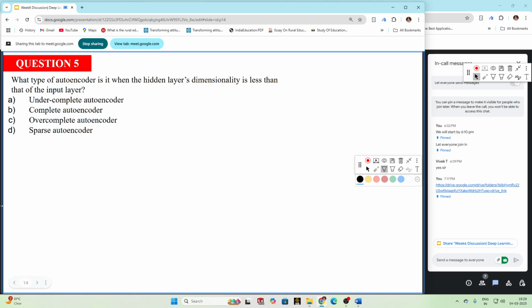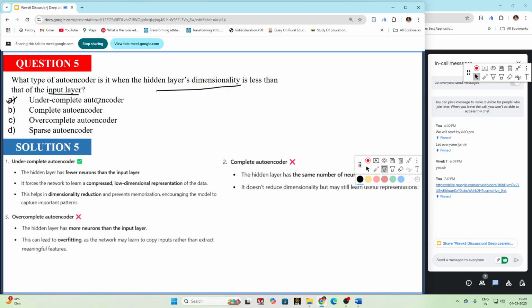Now question number 5, what type of autoencoder is it when the hidden layer dimensionality is less than that of the input layer? This is a very straightforward question. That is undercomplete autoencoder, because the hidden layer dimension is lesser than the input layer. If the hidden layer dimension is greater than the input layer, then that type of autoencoder is known as overcomplete autoencoder. So here the answer is undercomplete autoencoder, so option A is your correct answer.